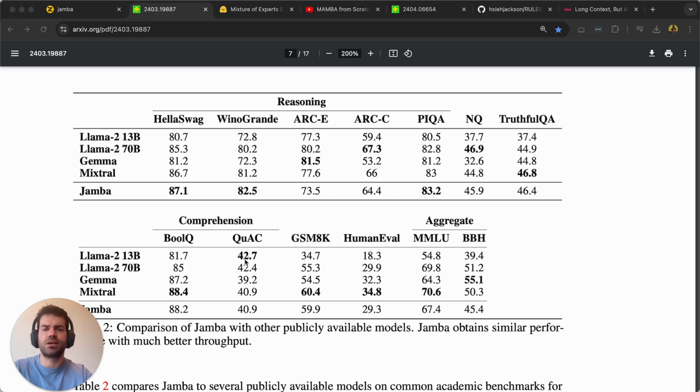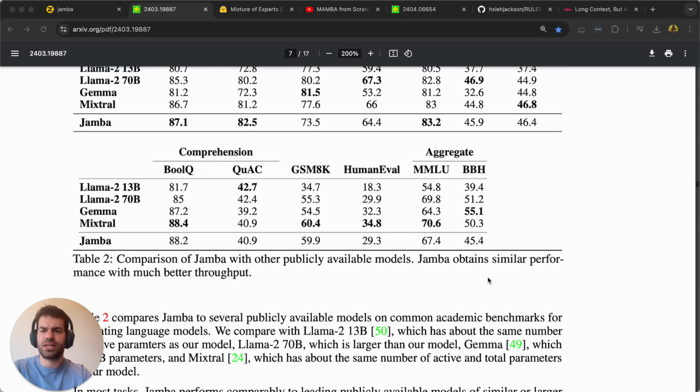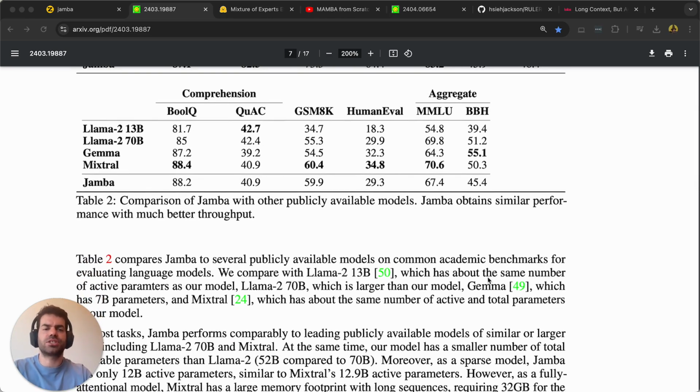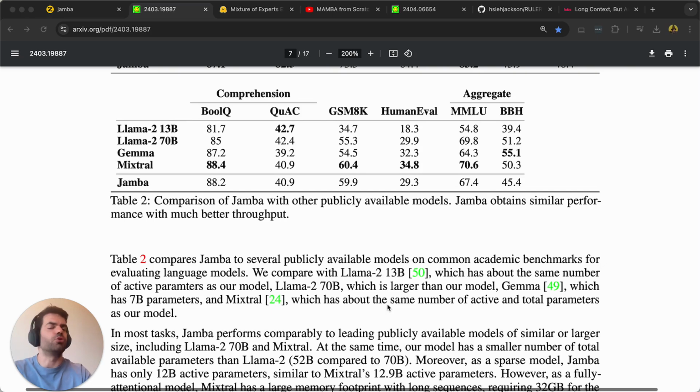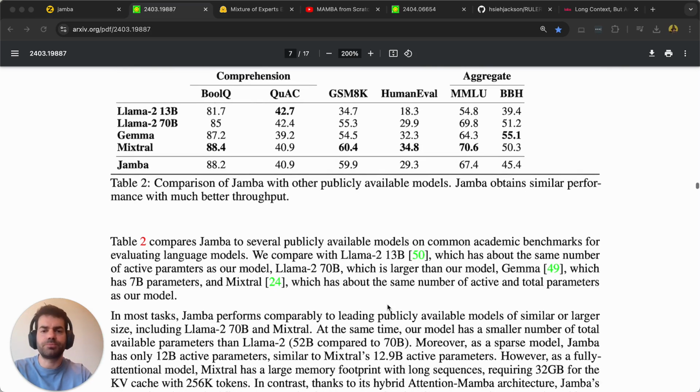This is reasoning, comprehension, aggregated. And again, this is just the beginning. You will really see it now, if you look at the new benchmarks, really highly improved, and we really do expect to see a lot of improvements throughout the community.